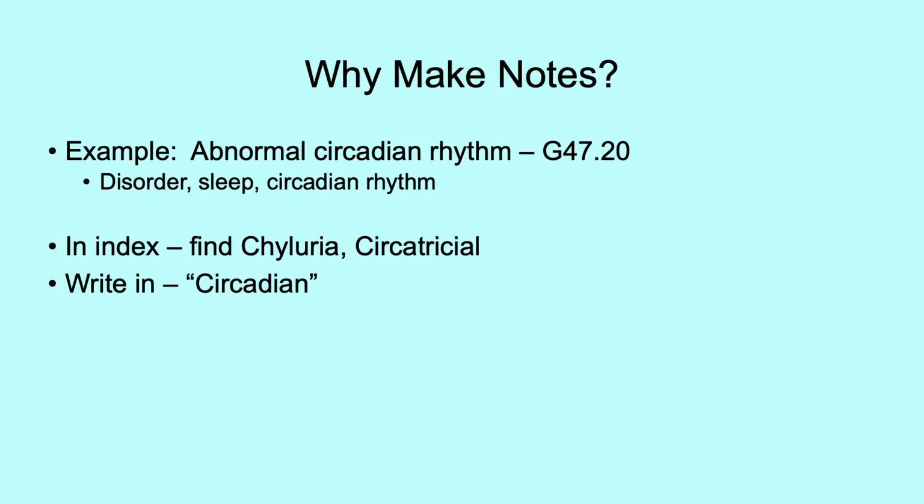So what are you going to do? Well, go to this entry. Let me make sure I got this pronounced right. You've got chyluria and you've got cicatricial. So find that in the alphabetic index and write there where it would be if it was in the index. That's where it would be alphabetically. Write in circadian, G47.20. So that way, next time you're trying to find that, it's right there.